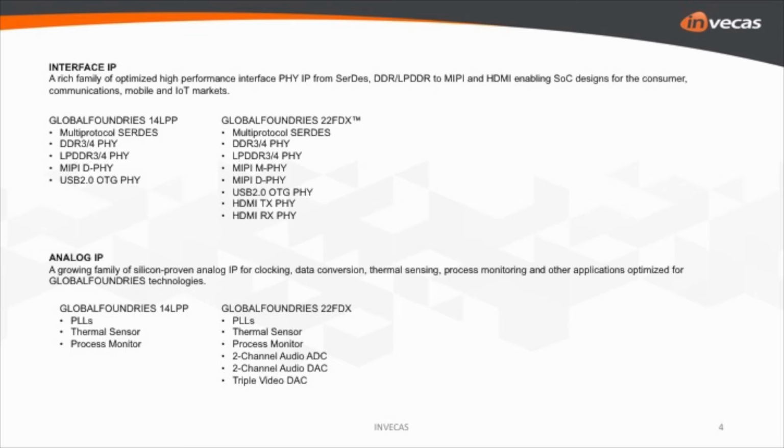On the analog IP side, we have a growing family of silicon-proven analog IP for clocking, data conversion, thermal sensing, process monitoring, and other applications optimized for GlobalFoundries technologies. On the 14LPP GlobalFoundries process, we have the PLLs, thermal sensors, and the process monitors, whereas on the 22FDX platform, we have PLLs, thermal sensors, process monitors, dual channel audio ADC and DAC, and triple video DAC. These are our offerings when it comes to foundation IP, interface IP, and analog IPs.